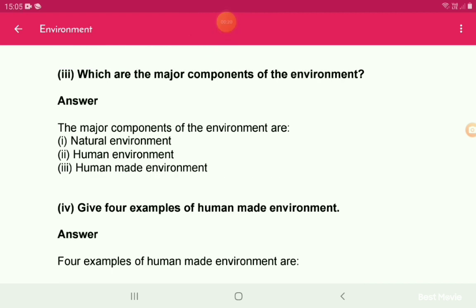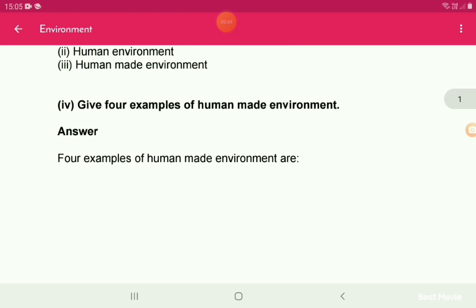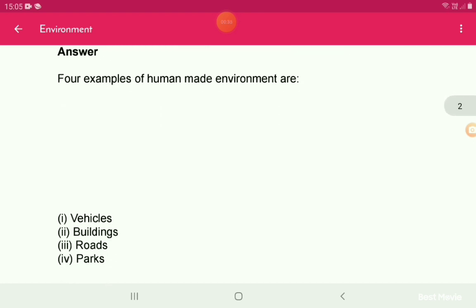Now the third question. Which are the major components of the environment? The major components of the environment are the natural environment and the human-made environment. Give four examples of human-made environment. Four examples of human-made environment are vehicles, buildings, roads, parks.